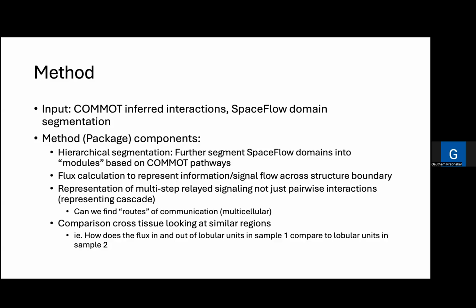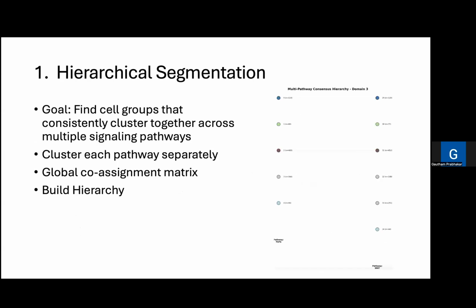Okay, I guess I'll keep going. So I'll just break down each step one by one and show examples. So the first step would be taking these SpaceFlow domains and breaking them down into smaller regions. It'll make a lot more sense with an example, but pretty much we start at the ligand receptor. So each ligand receptor has its own network. So what cell talks to what cell? We create a graph out of that.